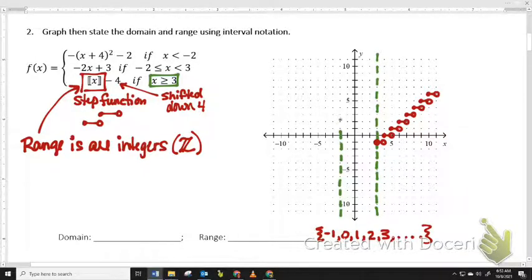And what function lives in here, in between those two fences? -2x plus 3, which is what kind of a function? Linear. So I'm going to start it at 3 on the y-axis, and I'm going to use my slope of -2. So down 2, right 1, down 2, right 1, down 2, right 1. Here it does not own this fence, so it gets a big open circle there.